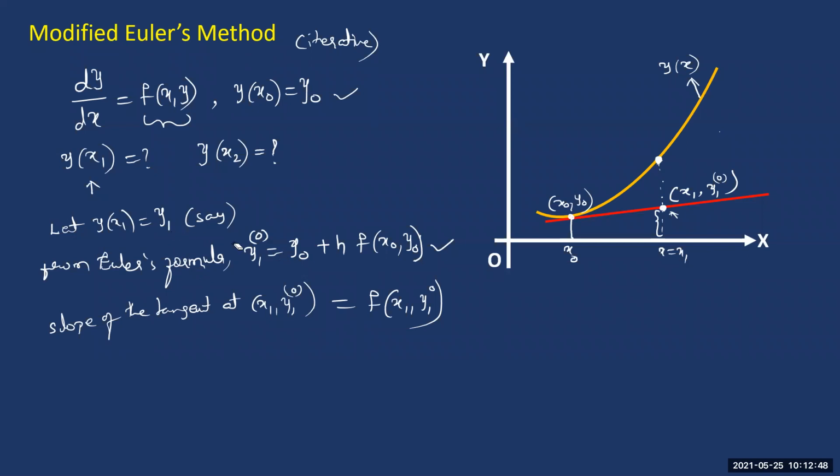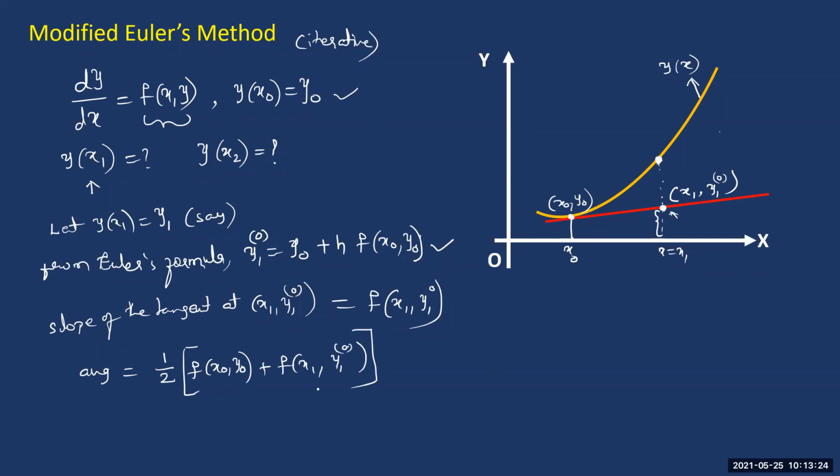I'll try to take the average of these two slopes. The first slope I have is at x0, y0, and now I have calculated the slope of the tangent at this point. I have two different slopes, one at this point and one at this point, and I'll take the average of these two. The average means 1 by 2, the sum of those two divided by 2. So 1 by 2 times the first slope, f of x0, y0, plus the second slope, f of x1 comma y1(0), where y1(0) is the initial approximation.